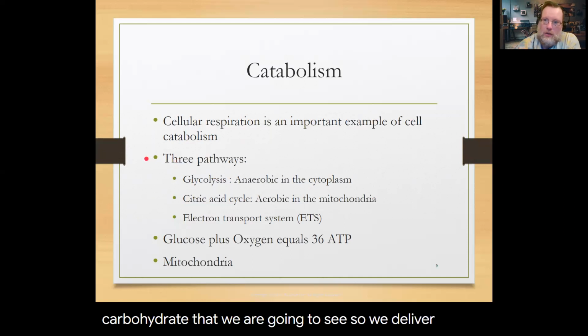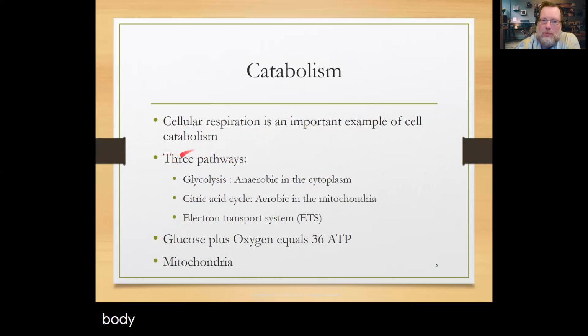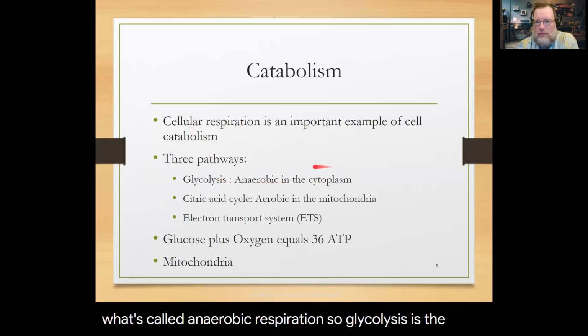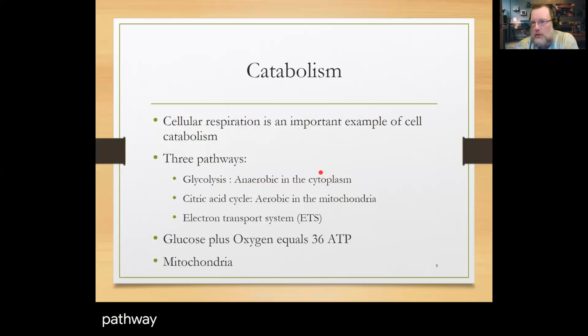We deliver that glucose within the bloodstream and drop it off at the cells in the body. At that point, the glucose enters a cell. It's in the cytoplasm, or inside the fluid of the cell. This is where we see what's called anaerobic respiration. Glycolysis is the first pathway of cellular respiration, and again, that occurs in the cytoplasm. Anaerobic, no oxygen needed. We're going to get a couple of ATPs from this reaction.